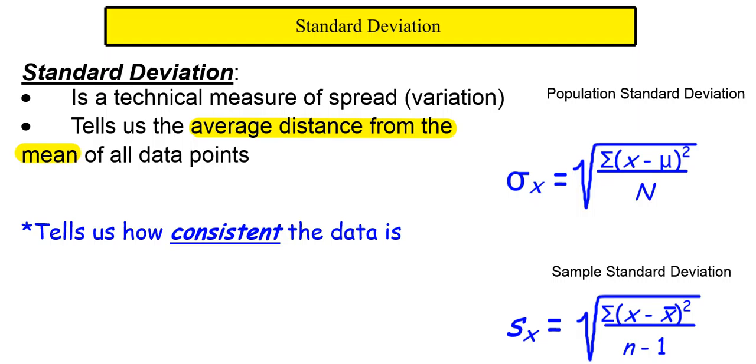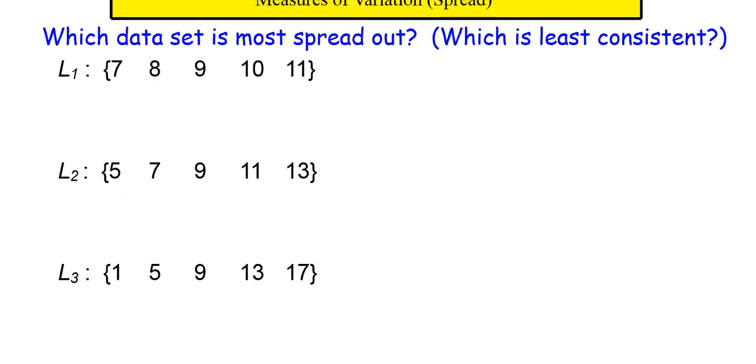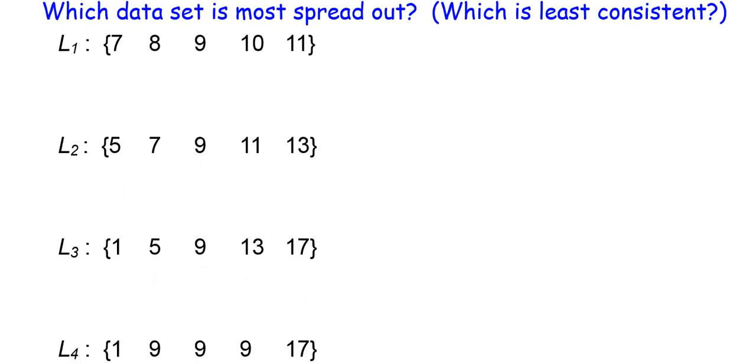And the first measure of spread we talked about was range, but we kind of decided that based on these data sets, when you get down into these two here, L3 and L4, range isn't really useful. It doesn't tell us anything about what happens in the middle. All we know is this would have a range of 16. This would have a range of 16. It just tells us what's going on the low end and the high end. We have no idea what happens in the middle.